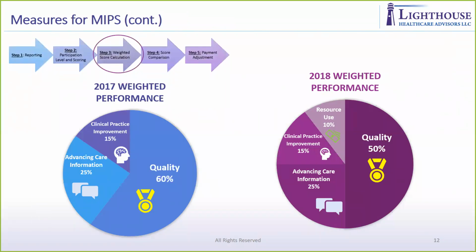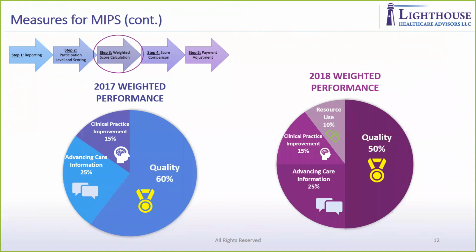How are these scores weighted and calculated? For 2017 performance year, the performance is weighted 60% on quality, 25% on advancing care information, and 15% on clinical practice improvement. So when you complete a measure in each of those categories, they are weighted accordingly.